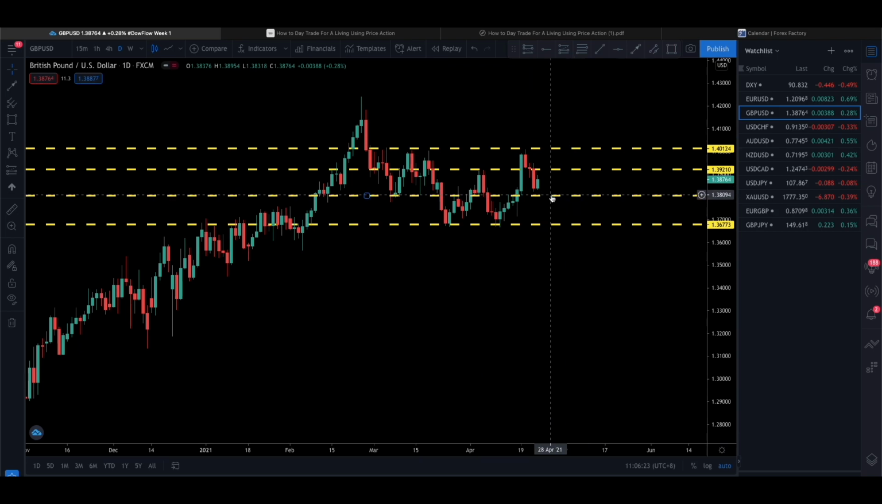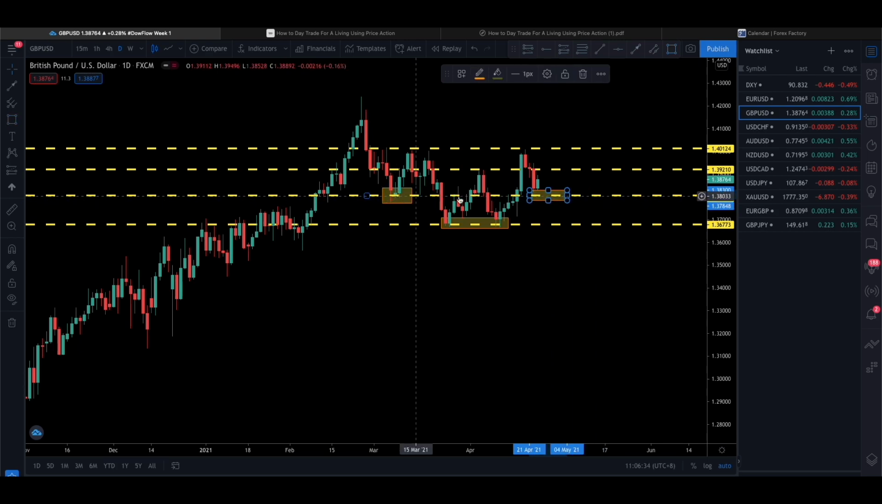But let me show you why this is a level as well. If you can see, this is actually a left shoulder, and this looks like the head, and this is a potential right shoulder. So it's like an inverted head and shoulders. For this reason, we're going to put a key level right here. This is a level that you want to watch out for.